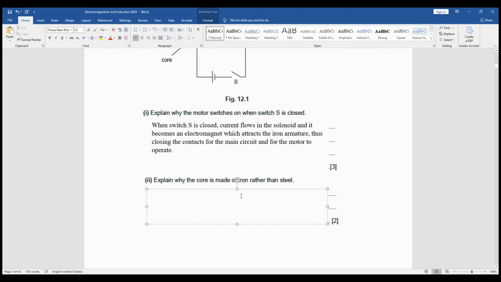Explain why the core is made of iron rather than steel. Well, this is the difference between the permanent and temporary magnet, right? So we just talk about it. It's 2 marks. Iron can be magnetized and demagnetized easily.